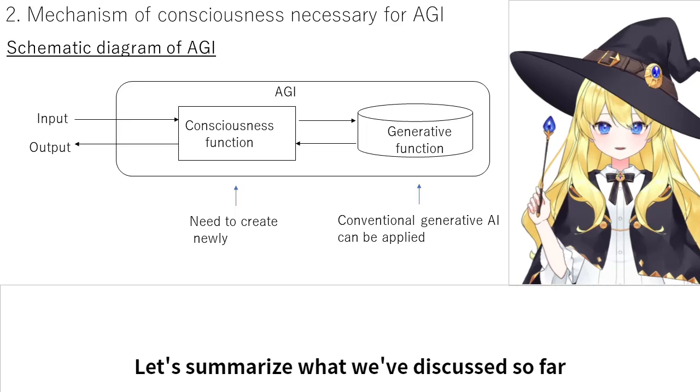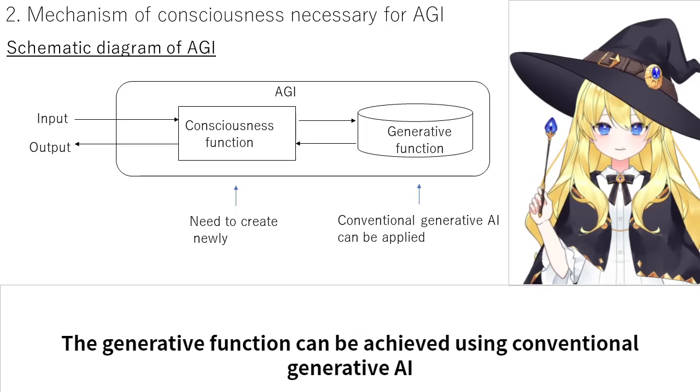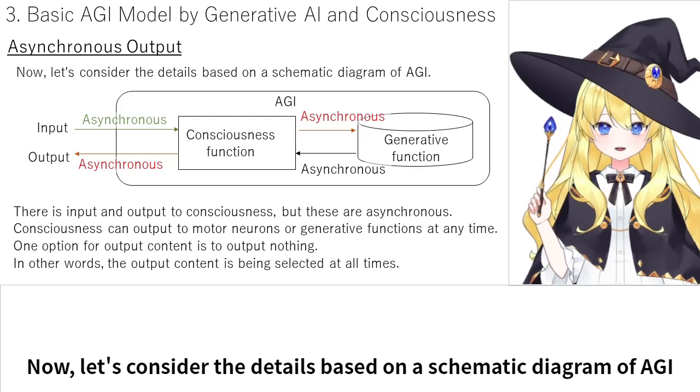Let's summarize what we've discussed so far. We have created a schematic diagram of AGI. The generative function can be achieved using conventional generative AI. The function of consciousness needs to be created newly. Now, let's consider the details based on a schematic diagram of AGI.